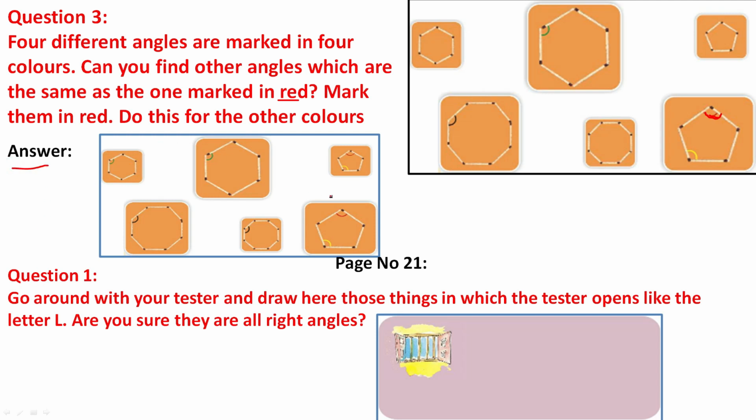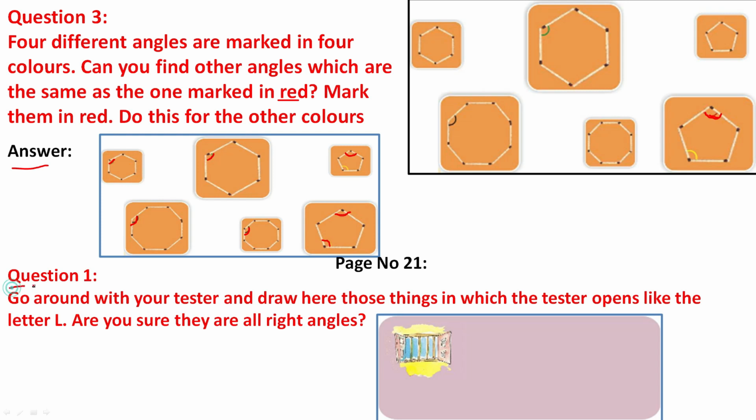Here you can find the red color angle. Here yellow. Likewise, the first one, here you can mark with green color. Here green. The second figure you can mark red, blue or black. All the angles marked in this color are the same.